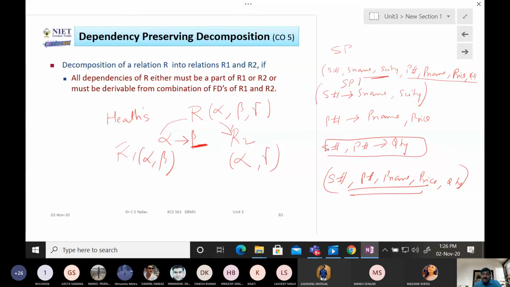In the second type of question, if R is not in second normal form, then please decompose it up to second normal form. Or if R is not in third normal form, then decompose that relation up to third normal form. Or if R is not in BCNF, then decompose R up to BCNF. So you should know the definition of all the normal forms.